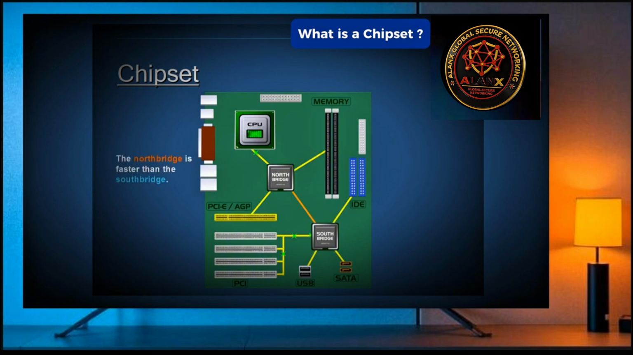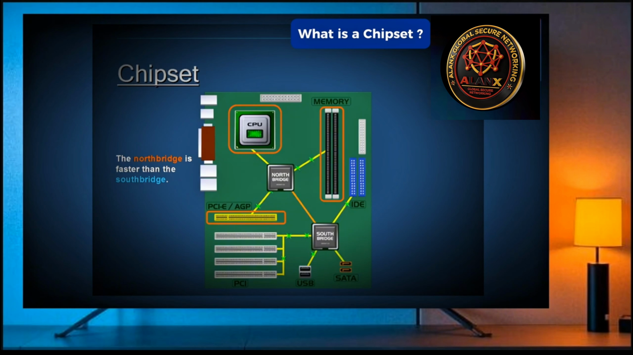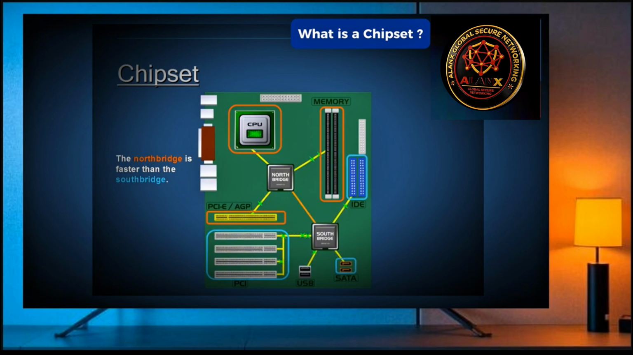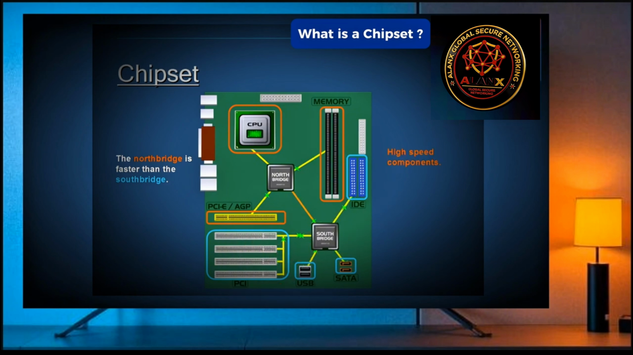The Northbridge is faster than the Southbridge, and that's because the CPU, the PCIe, AGP, and memory are the most used and most important components of the motherboard, so they need to operate at the highest speeds possible. The slower Southbridge communicates with the PCI bus, SATA and IDE connectors, and USB ports, and they don't need to be as fast as the other components. So basically, the higher speed components are connected to the Northbridge, and the slower components are connected to the Southbridge.